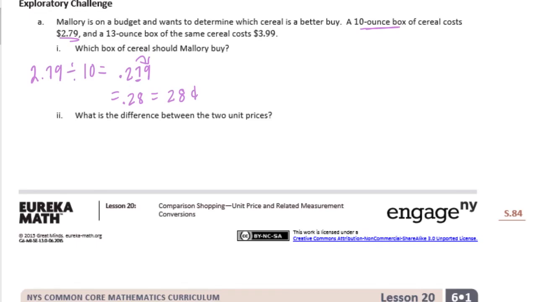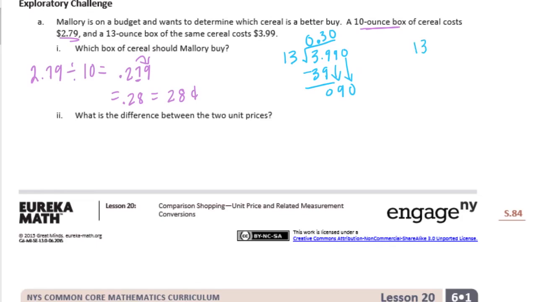And then the 13-ounce box is $3.99. We can't easily divide $3.99 by 13, so I'm going to do some long division. So 3, I'll bring my decimal point straight up. 13 can't go into 3, but it can go into 39 3 times. And 3 times 13 is 39. So we subtract, bring down the 9. 13 can't go into 9. I'm going to add a 0 and bring it down. So 13 can't go into 9, but 13 can go into 90.